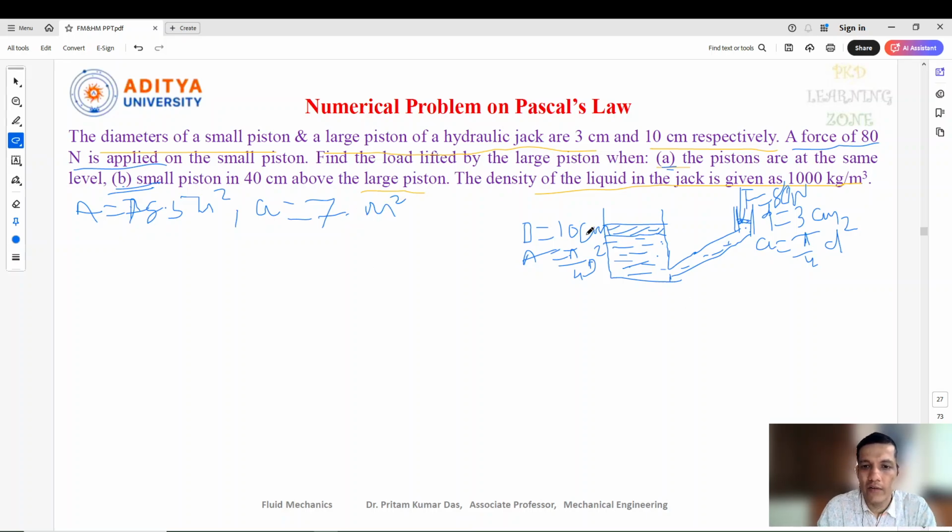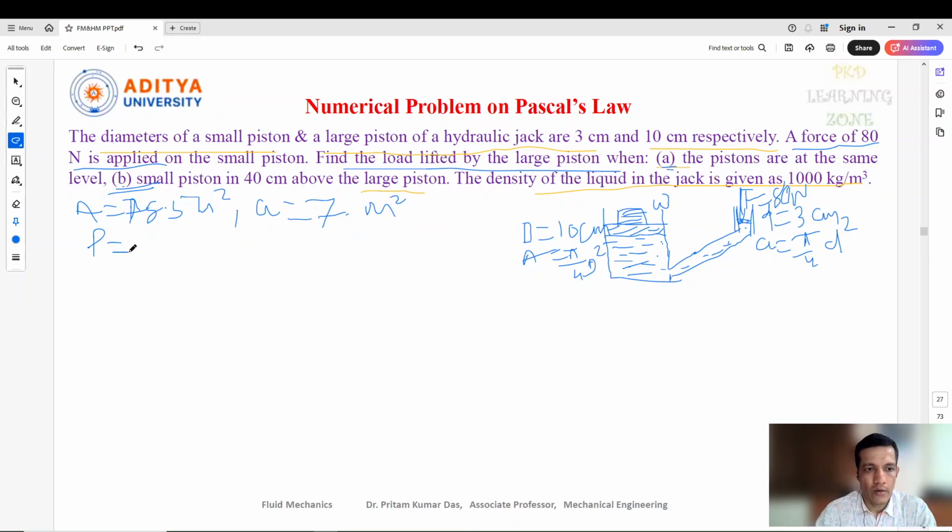Okay, this is the area of the large piston and small piston. Now we need to find the load lifted by the large piston. Okay, here one, let's see, load symbol is there, W is there. Okay, load lifted when the piston is at the same level, both pistons at the same level, and the force applied here is 80 Newton, and we need to calculate the load. Similar method to what I did there, the same thing we can calculate again.